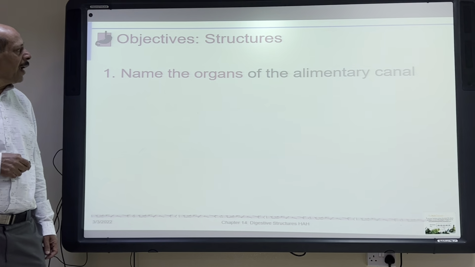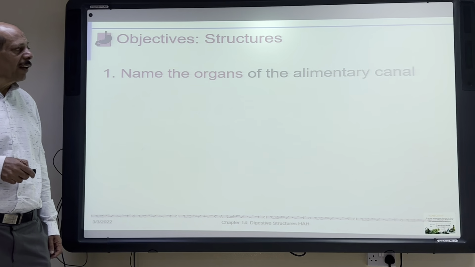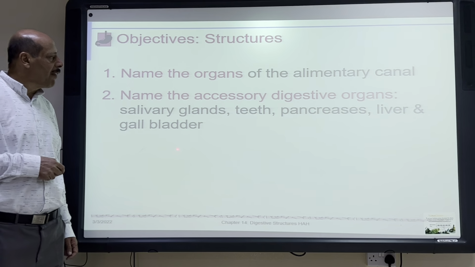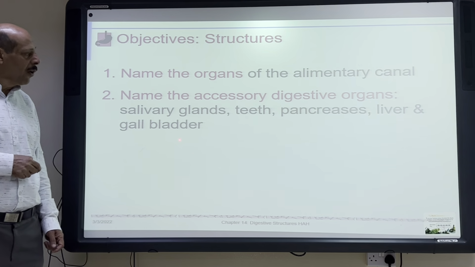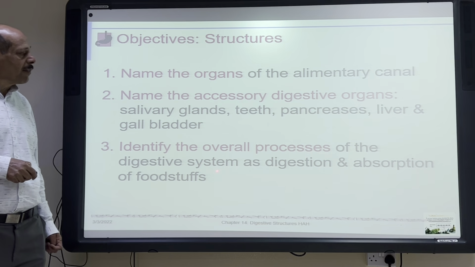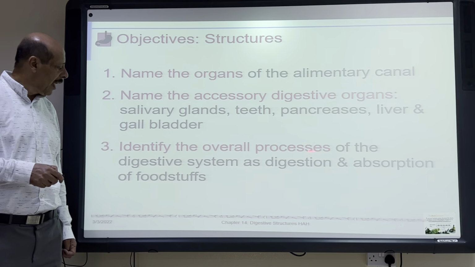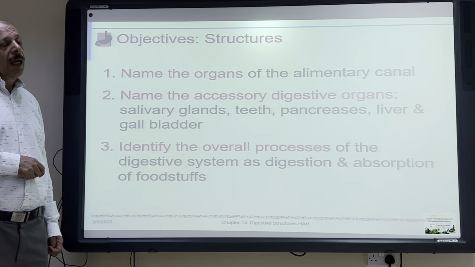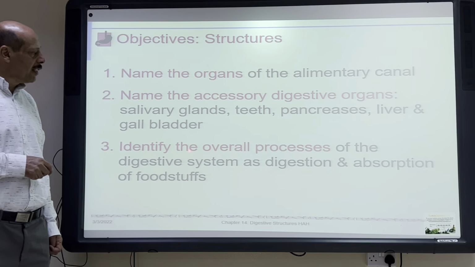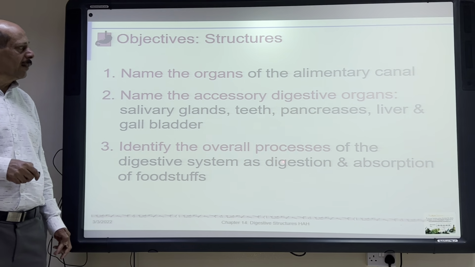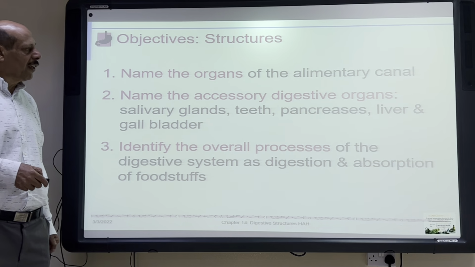We have to name the organs of the alimentary canal, name the accessory digestive organs: the salivary gland, teeth, pancreas, liver, and gallbladder, and also identify the overall processes of the digestive system, as digestion and absorption of foodstuff. Because in the digestive system, there is the ingestion, and then the digestion and absorption also are there. And then the last thing is the defecation.